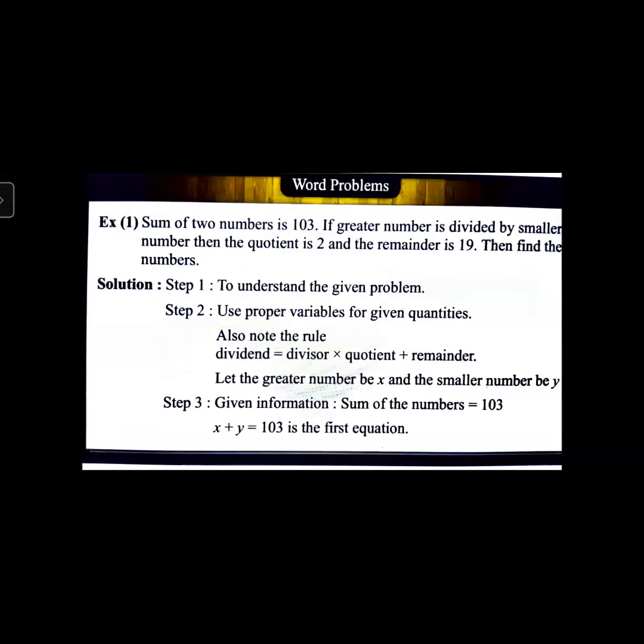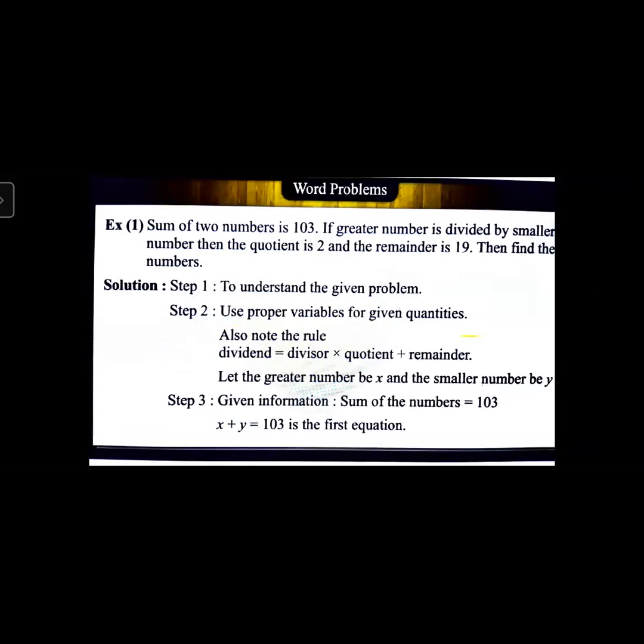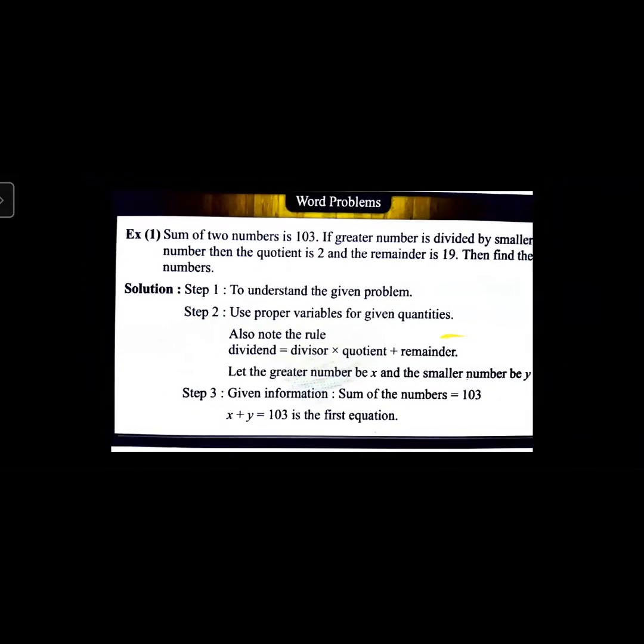Now we will solve one sum of page number 87, word problem. The question is: sum of two numbers is 103. If the greater number is divided by the smaller number, then the quotient is 2 and the remainder is 19. Then find the numbers. Our step 1 is to understand the given problem. So first you have to read the question properly.